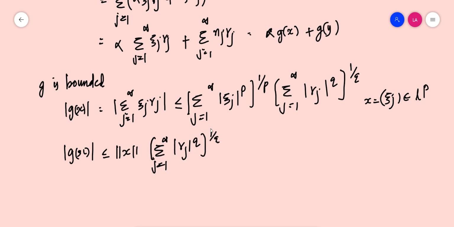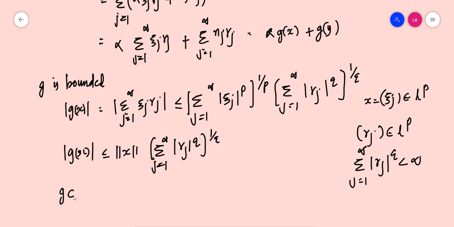This is actually a finite number because we have taken gamma j to be an element in LQ. In order for that, the summation over j from 1 to infinity of modulus of gamma j raised to q should be a finite number. Which means that g satisfies modulus of g of x less than or equal to norm x times some constant c, which means that g is actually bounded. So g is linear and g is bounded, which means g belongs to LP dash.